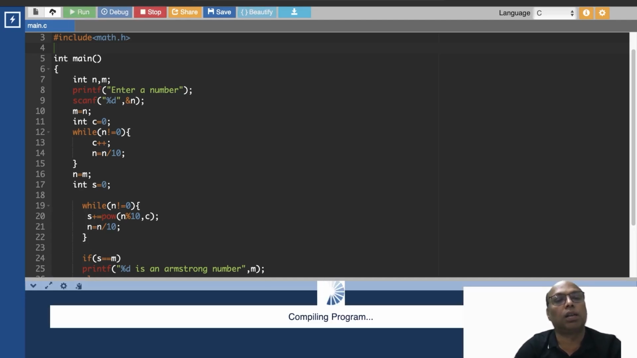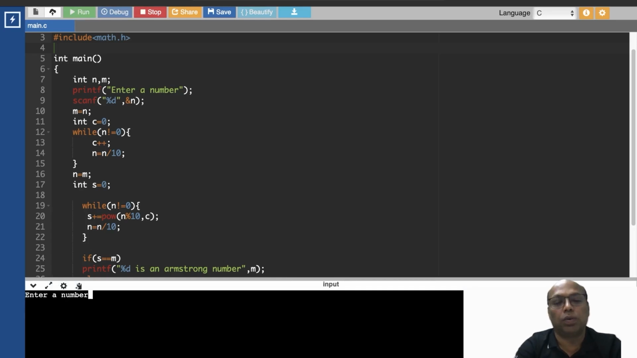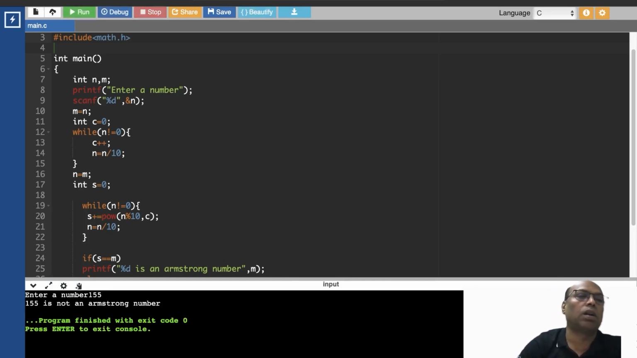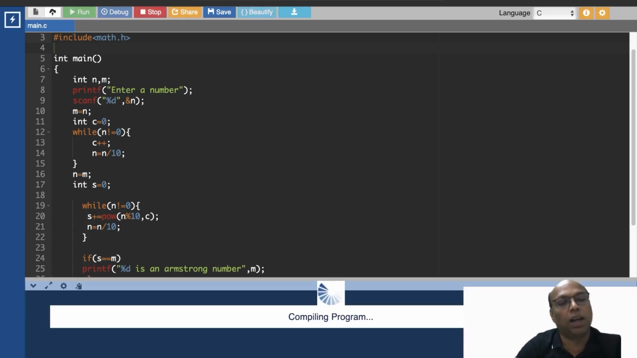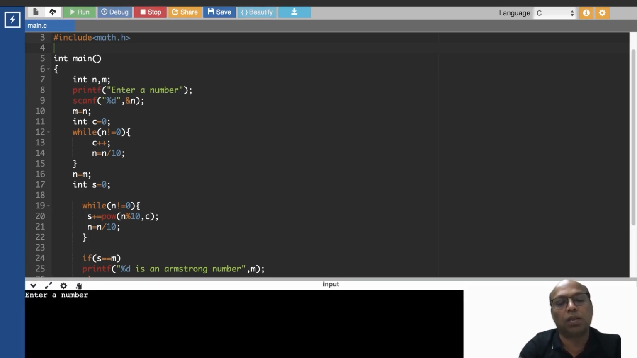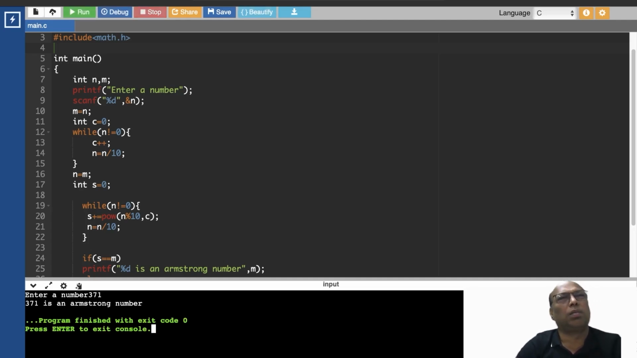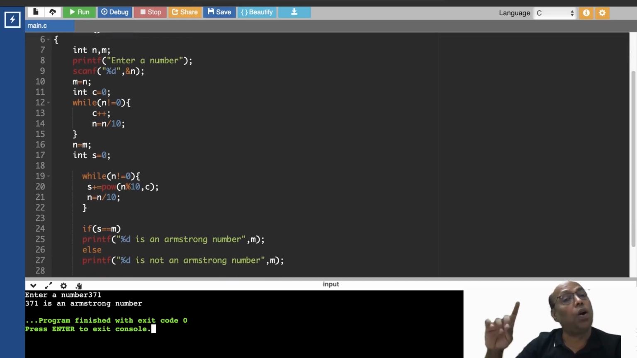If I put here 155, this is not an Armstrong number. If I put here 371, it is an Armstrong number. But sir, I want to print all the Armstrong numbers from 1 to 10,000. What? I want to print all the Armstrong numbers from 1 to 10,000. Sir, how to do?